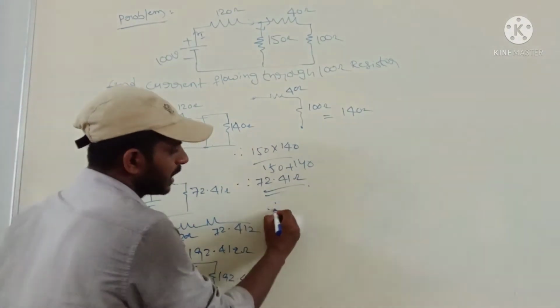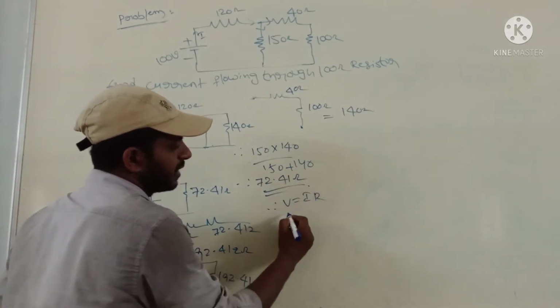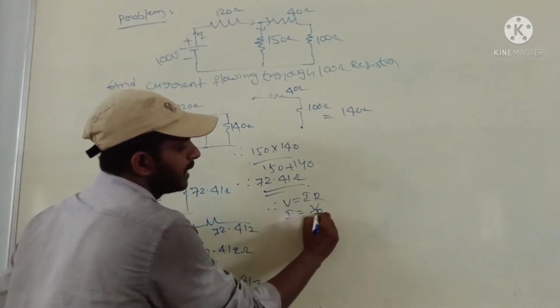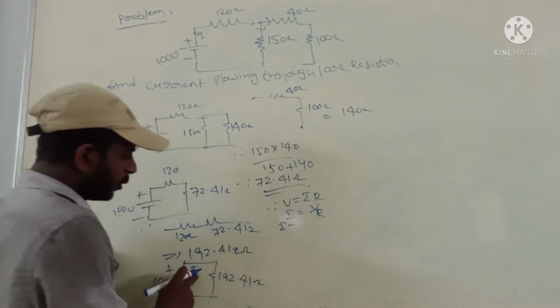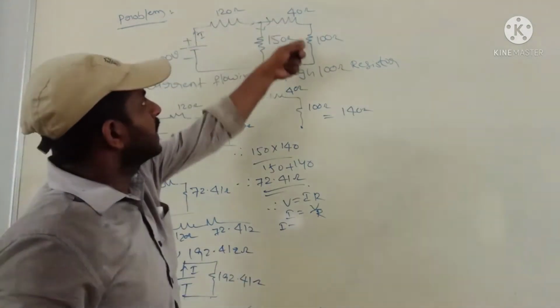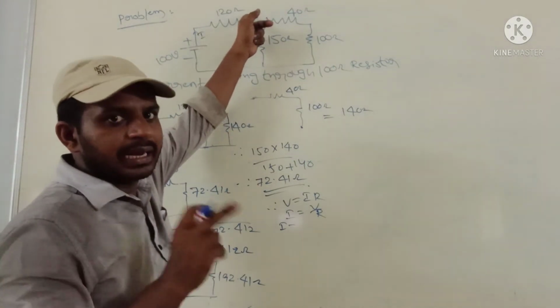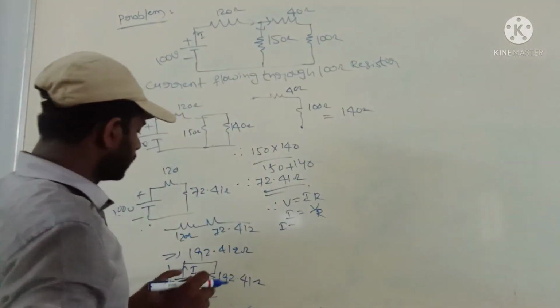According to Ohm's law, V is equal to IR, so I is equal to V by R. Here the total current will be flowing through all the elements. First of all we have to calculate it. So here I is equal to V by R.